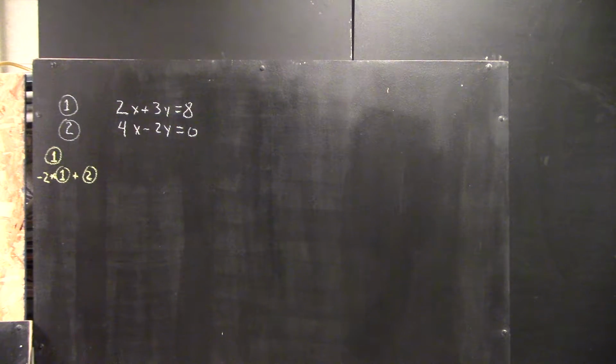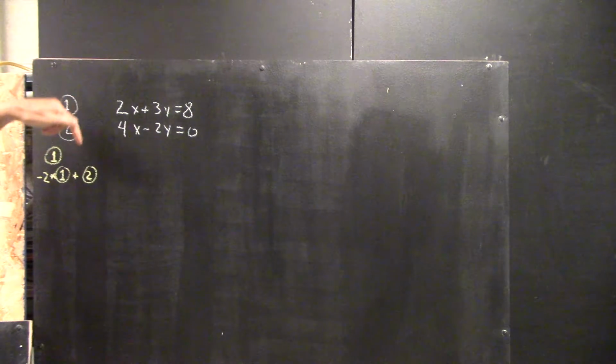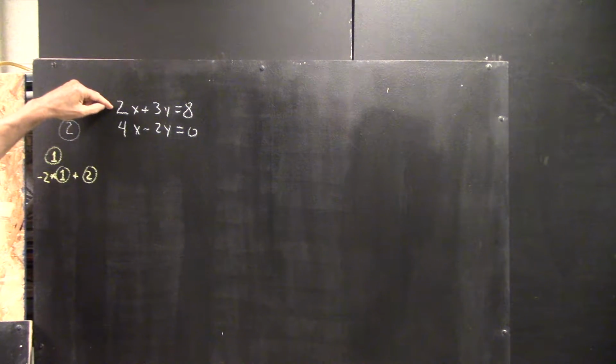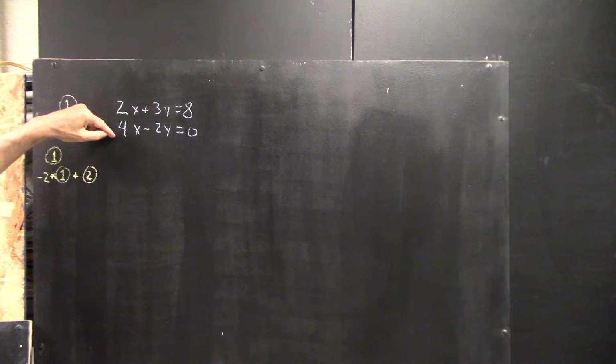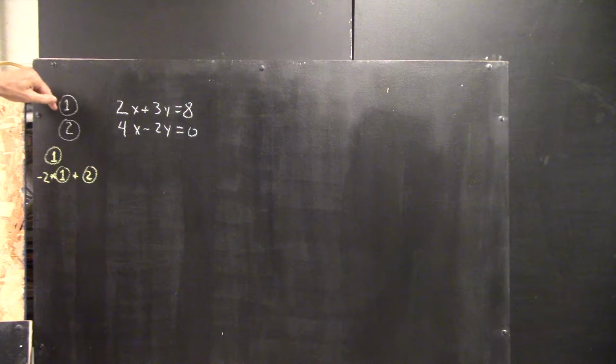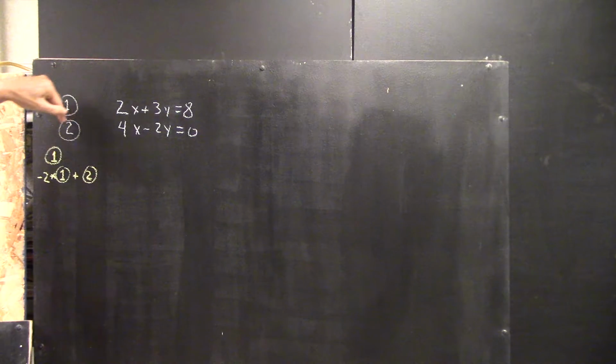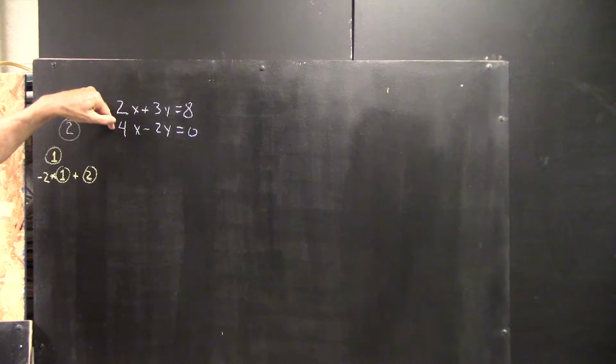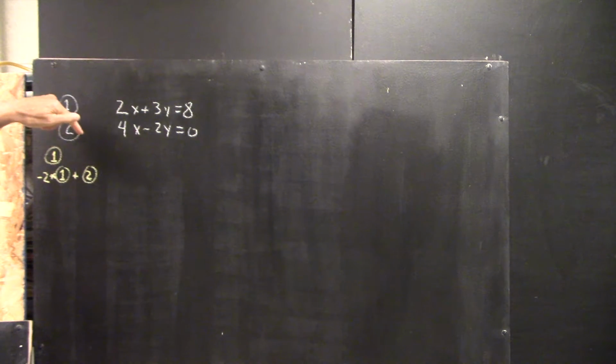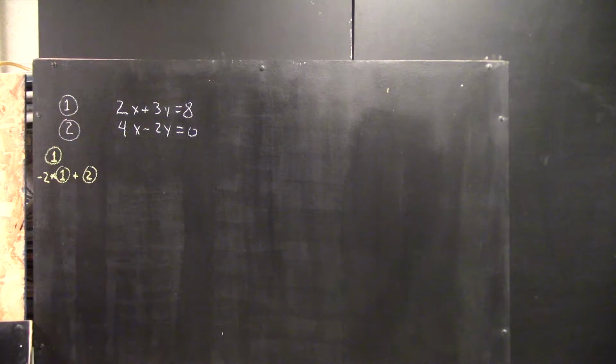Okay, previously we solved this system. I'm going to do this in a little more detail. So what we're going to do is take negative 2 times this row added to this row. Now you note my notation. I've got a 1 here to indicate that this is equation 1, a 2 here to indicate that this is equation 2. I'll indicate the equation by circling the number.